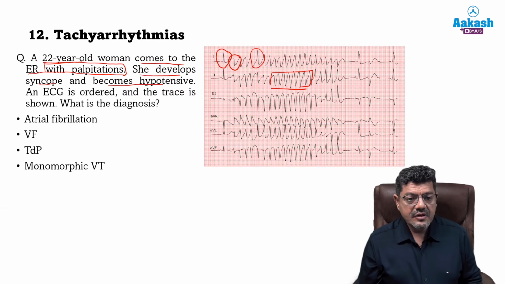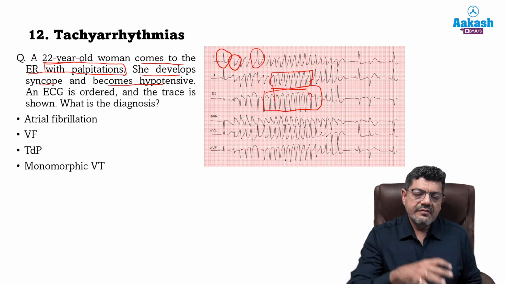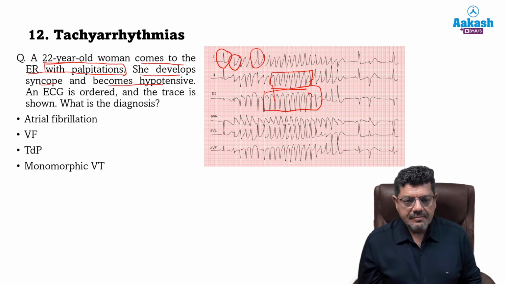Then the second choice was ventricular fibrillation. So VF alone, yes, there is a part of the trace here that is showing ventricular fibrillation, but that's not the complete story. What they have told you is that she came with palpitations and she developed syncope and became hypotensive. So something that was going on decayed into something else.